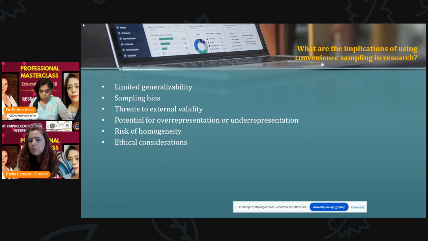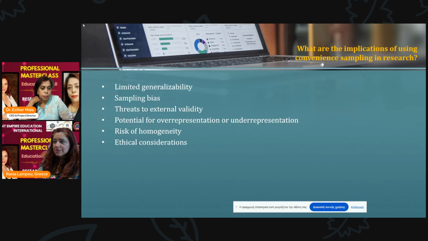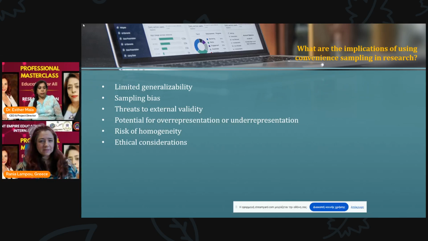Now, sampling techniques. What are the implications of using, for example, convenience sampling? Convenience sampling is a non-probability sampling technique where participants are selected based on their easy availability and proximity to the researcher. While it is commonly used for its simplicity and speed, it has several important implications for research. The limited generalizability: because participants are not randomly selected, the sample may not represent a broader population, and findings cannot confidently be extended beyond the specific group studied.